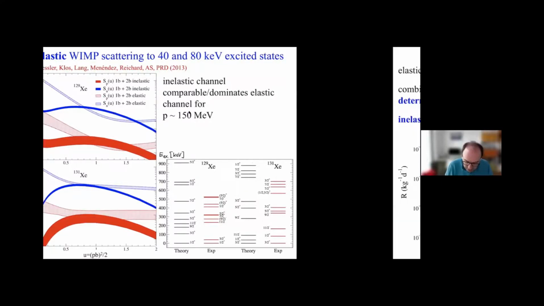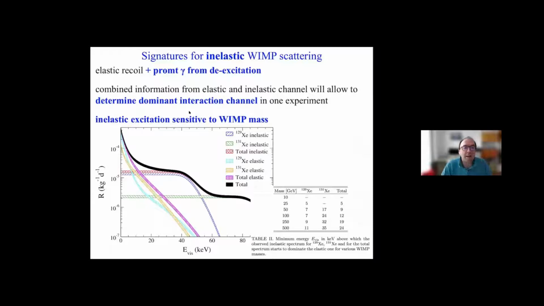for the following reason. If you now look at the detection signature for an inelastic WIMP scattering, you would see this elastic recoil because the nucleus still moves. And there would be a gamma de-excitation from the nuclear excited state, a 40 keV gamma for the xenon 129 and an 80 keV gamma from the xenon 131, which is of course also deposited as energy in the detector.